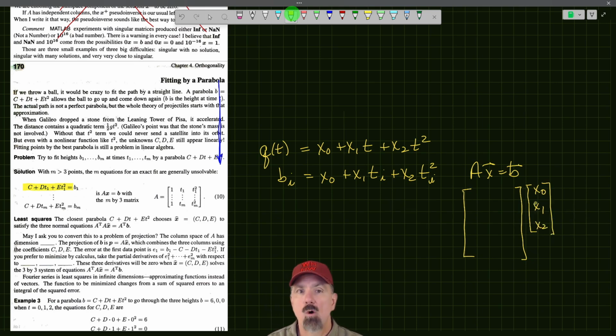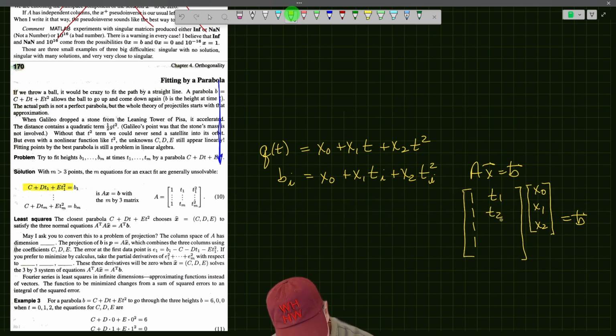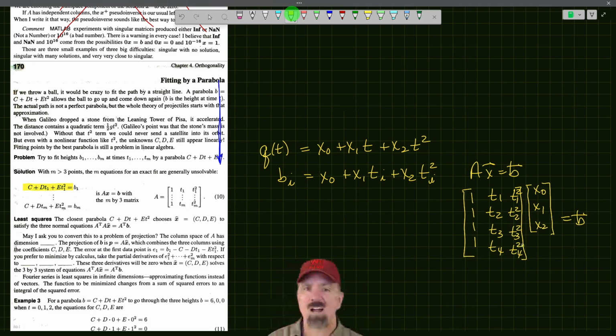And what is x naught always multiplied by in each of these equations? Remember, every row is an equation, same as it's been. This is equal to b. X naught is always multiplied times 1. What is x1 multiplied by? It's multiplied by the t values. And then what is x2 multiplied by? It's multiplied by the t values squared. T1 squared, T2 squared, T3, however many data points we have, all of those values squared.